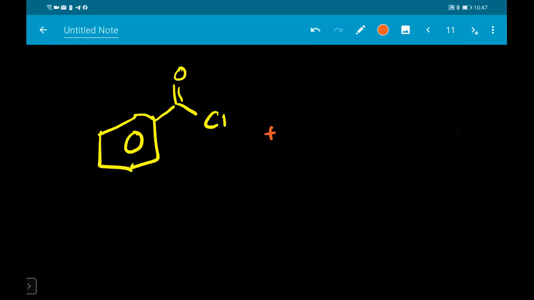Right, I want to react it with water. Can we consider this as a nucleophilic substitution reaction? Is this also a nucleophilic substitution reaction? Yes, because it is in the same family.